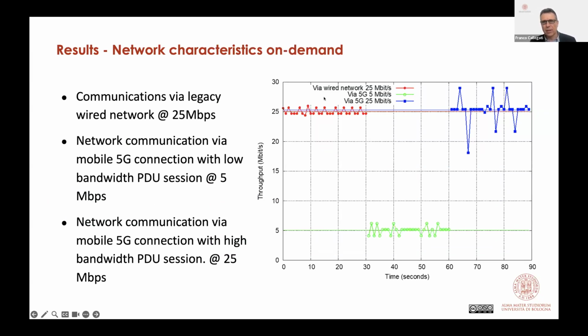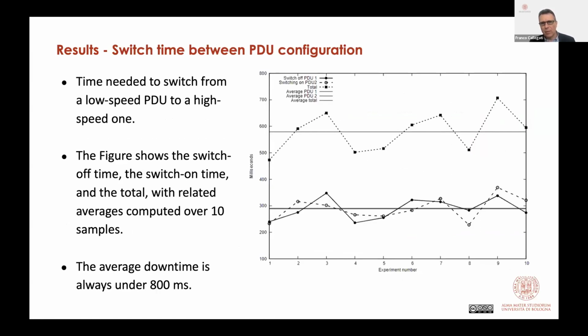In this case, you see there is a communication at a certain speed that is shifted onto a 5G slow speed that is then shifted to a 5G high speed. And basically the goal was to demonstrate that the signaling on the intelligent user plane was compatible with the application requirements. In practice, it required a few hundreds of milliseconds, so well below a second overall. This is the timing needed to shift the data flow from a legacy network to a PDU session in the 5G or whatever.